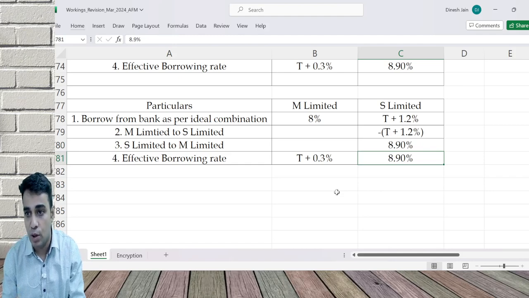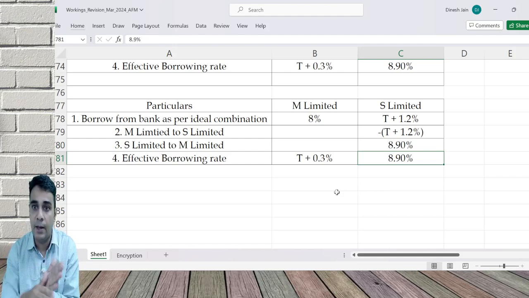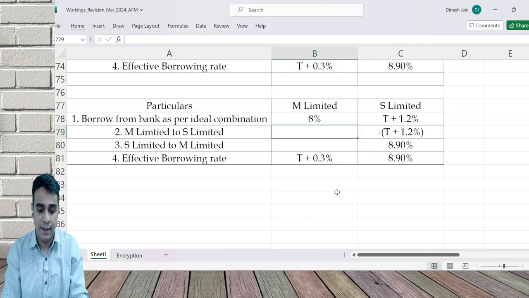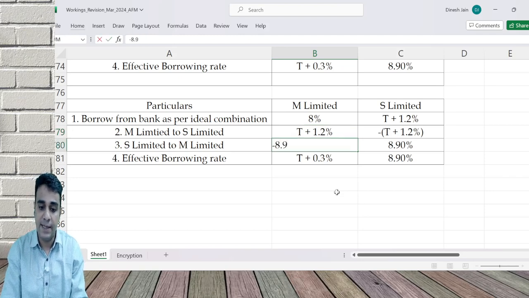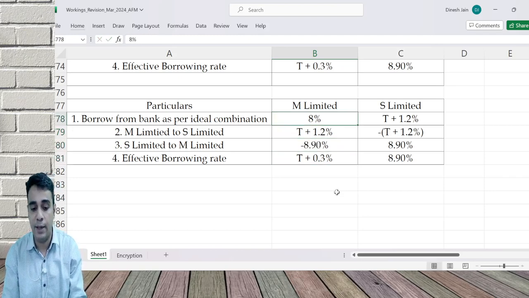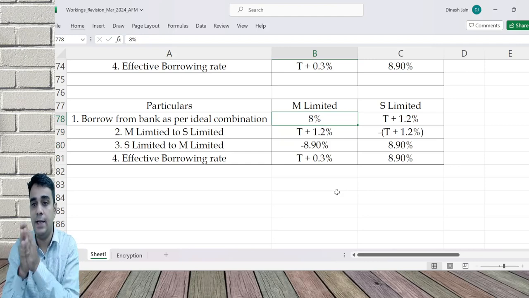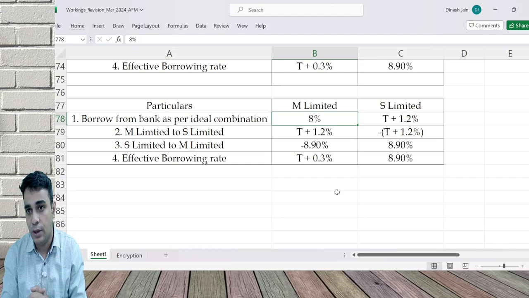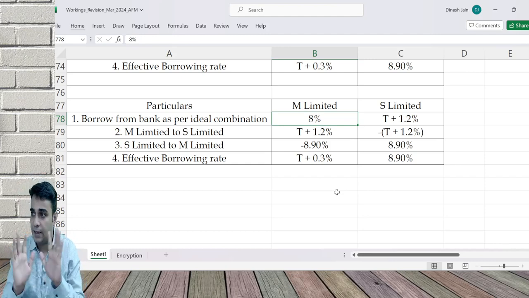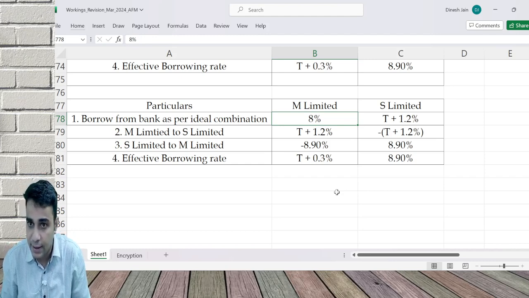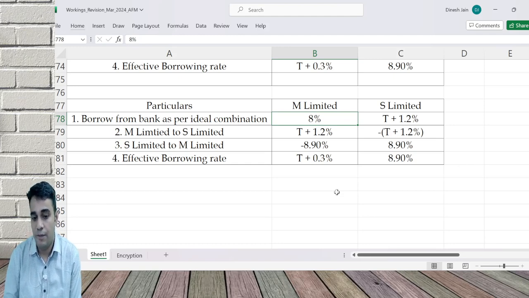Row 3 is equal to row 4 for one party. For the other party, if you write minus here, on the other side you have to write plus. So what happened on the other side? T plus 1.2% minus 8.9%. 8 plus T plus 1.2 minus 8.9 is equal to T plus 0.3. Effectively, you will get that rate. Any doubts on this? The structuring can change, whether you do it from M starting or S starting, that's your wish.